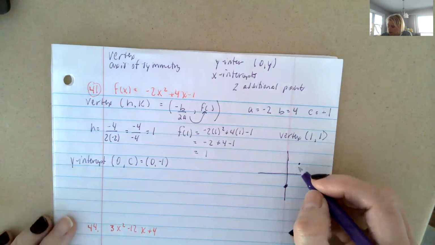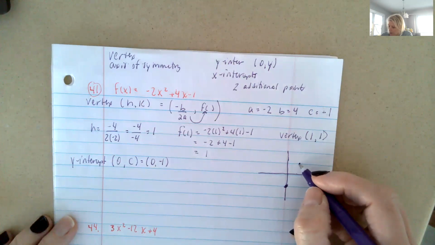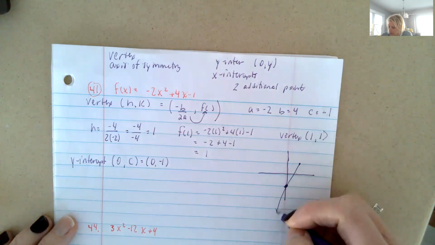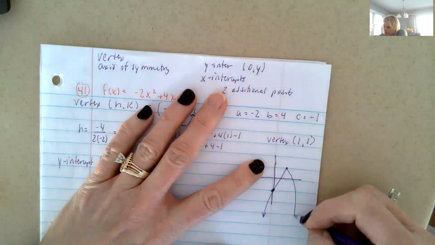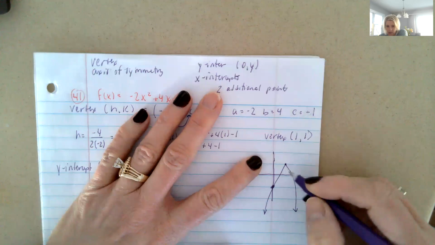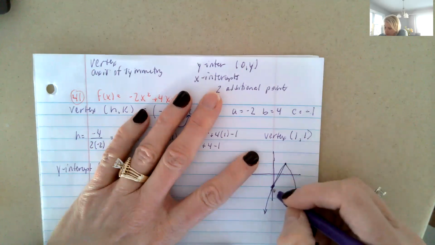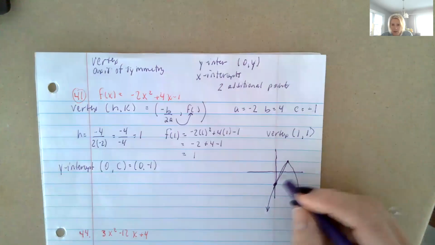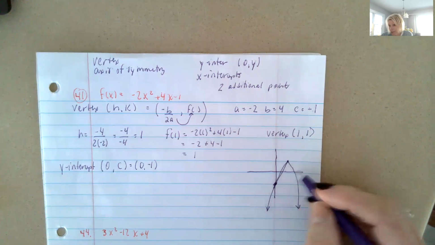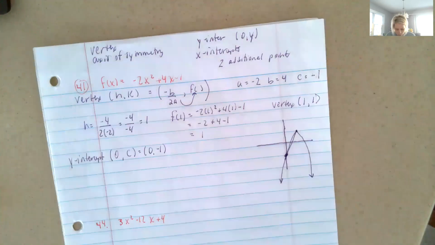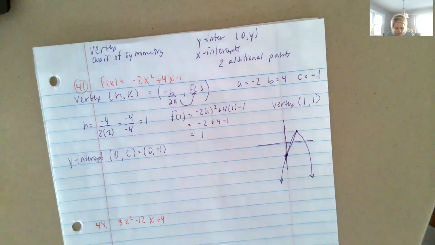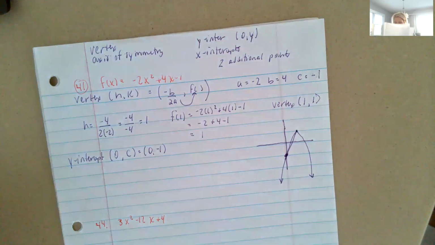So I know it starts here, and it must come down something like this, and then it's going to look something like this because it's symmetric. So it kind of looks about like that. So my x-intercepts have to be on this side of the number line. So we can find our x-intercepts using the quadratic formula.